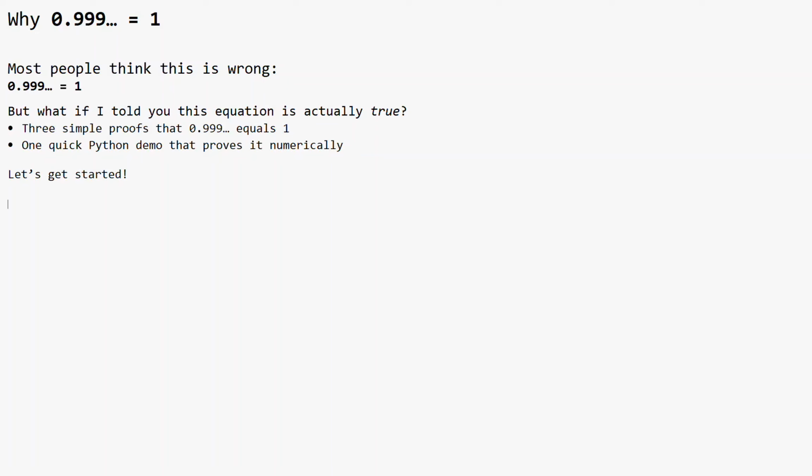And today we are going to explore why 0.999 repeated is equal to 1. Most people think this is wrong. But what if I told you this equation is actually true? Here are three simple proofs that 0.999 repeating is equal to 1, and another bonus quick Python demo that proves it numerically. Let's get started.